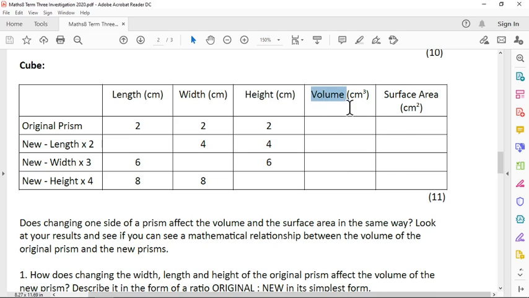So right in here, the volume of a cube is side raised to the power 3, and then you're going to take these numbers and do the maths to fill out this column. You can use your calculator.